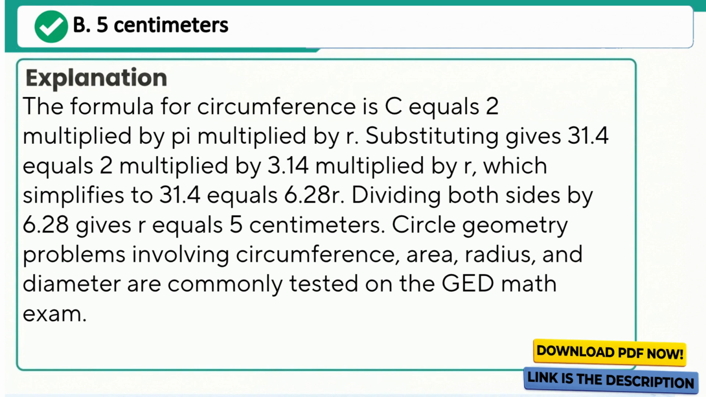Explanation. The formula for circumference is C equals 2 multiplied by pi multiplied by r. Substituting gives 31.4 equals 2 multiplied by 3.14 multiplied by r, which simplifies to 31.4 equals 6.28r. Dividing both sides by 6.28 gives r equals 5 centimeters. Circle geometry problems involving circumference, area, radius, and diameter are commonly tested on the GED Math exam.